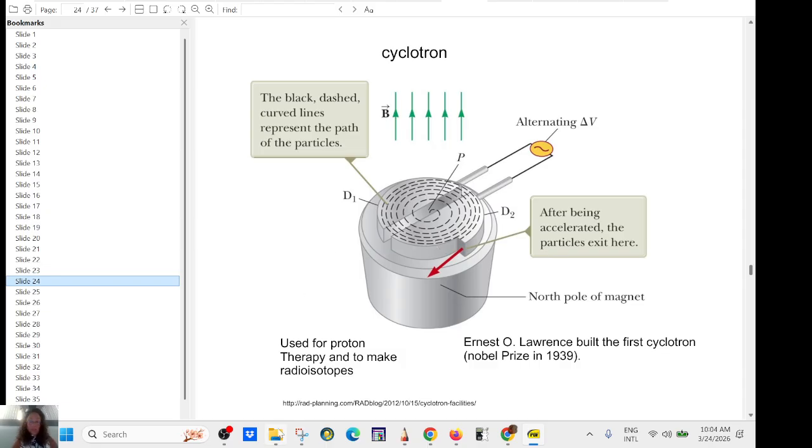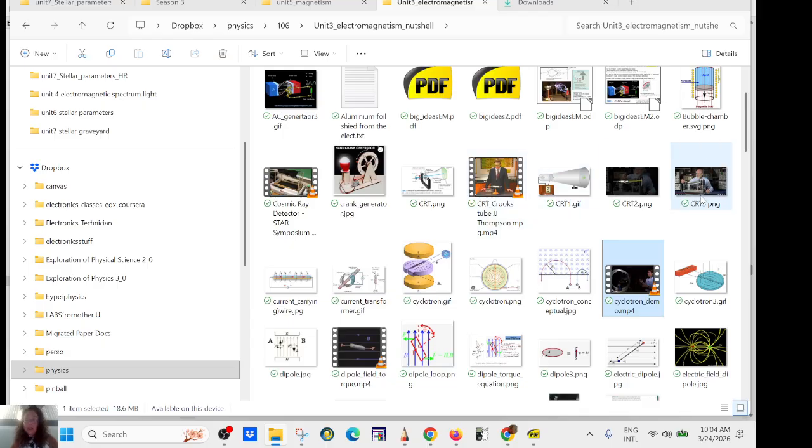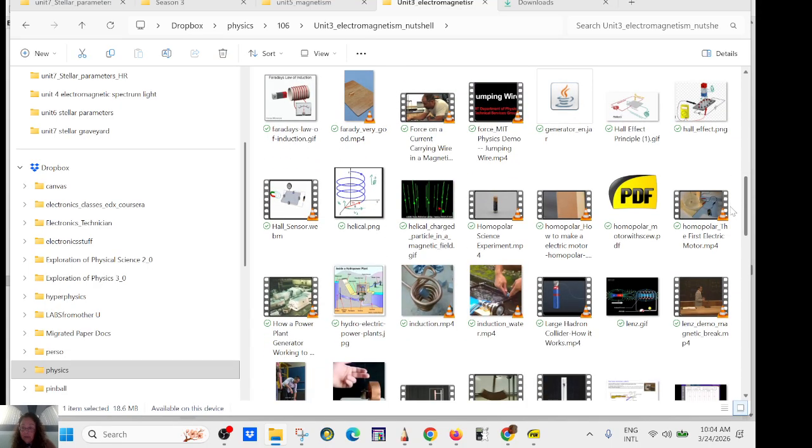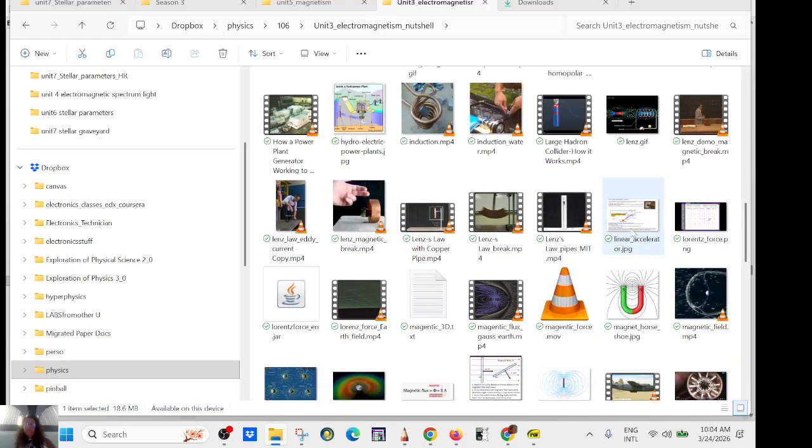But it takes space, right? Linear. I don't know if I have a picture. It's still used today, a linear accelerator.